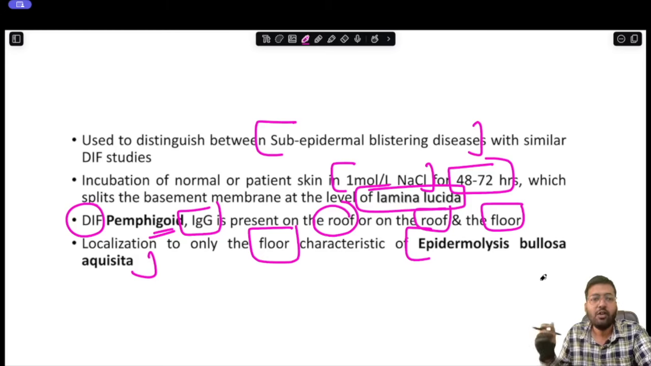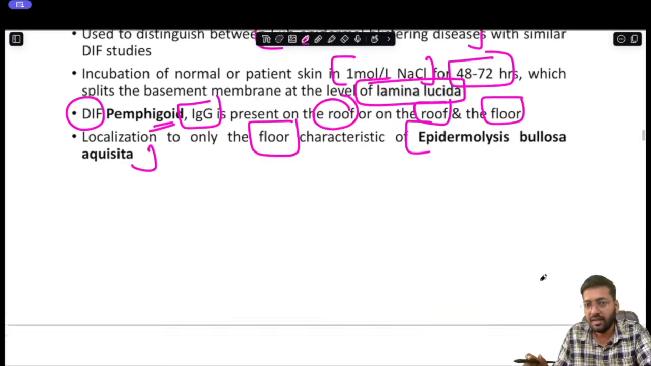So after that, when you carry out direct immunofluorescence, you will see that in case of bullous pemphigoid, IgG is present on the roof or in the roof and the floor. Whereas in case of epidermolysis bullosa acquisita, the immune complex deposition is classically seen only at the level of the floor. So this is how you differentiate between the different subepidermal blistering diseases.